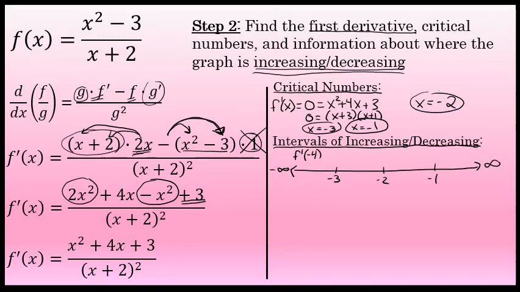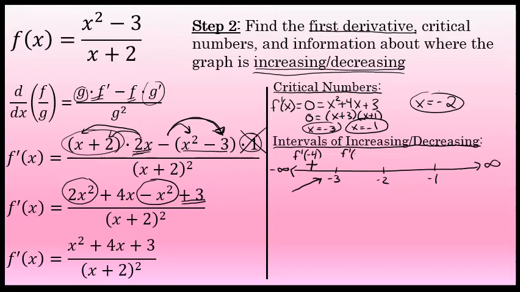Substituting negative 4 into the first derivative, in this case, yields a positive number. That means that this function is increasing, again, not only at negative 4, but at every number between negative infinity and negative 3. Now I'm going to do a similar thing for each interval.